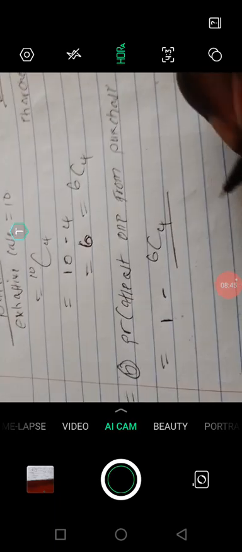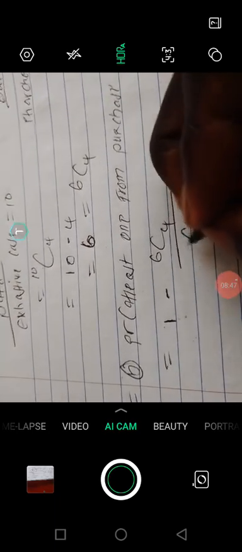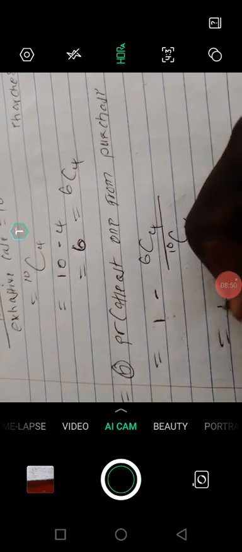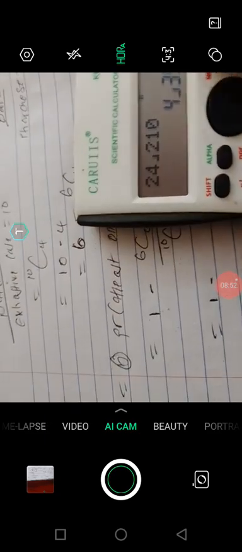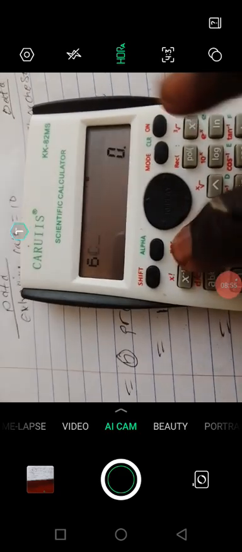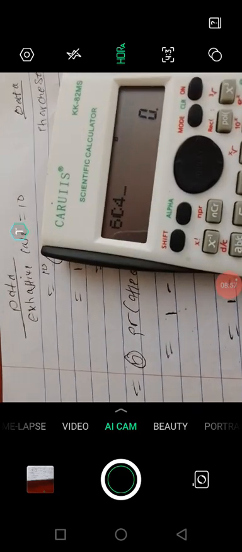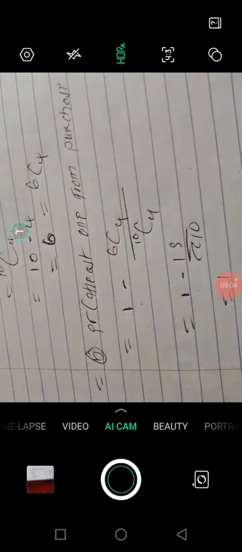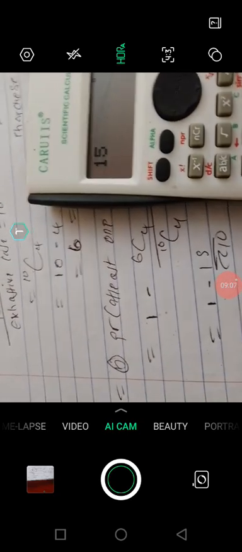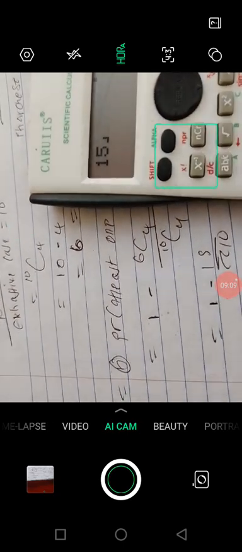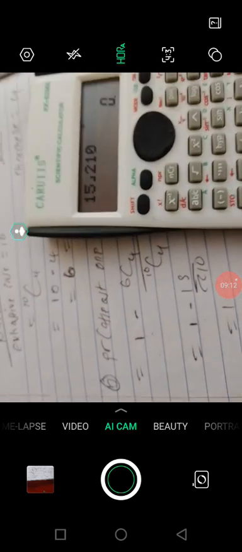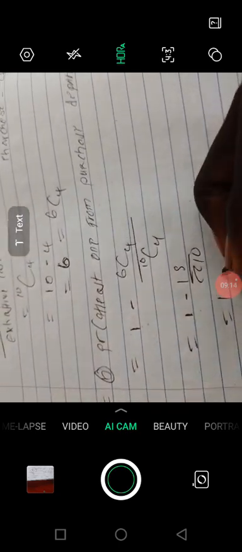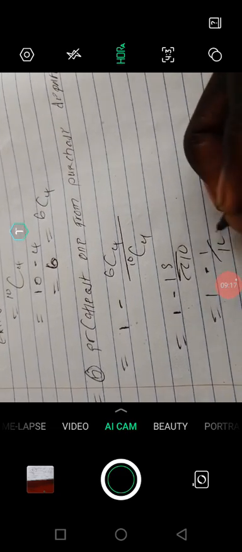So divide by 10 combination 4, which is 1 minus. If you get your calculator here and punch it very properly, 6 combination 4 is equal to 15 over 210. So if I reduce it very properly, it is 15 divided by 210, which is equal to what? Minus 1 over 14, right?